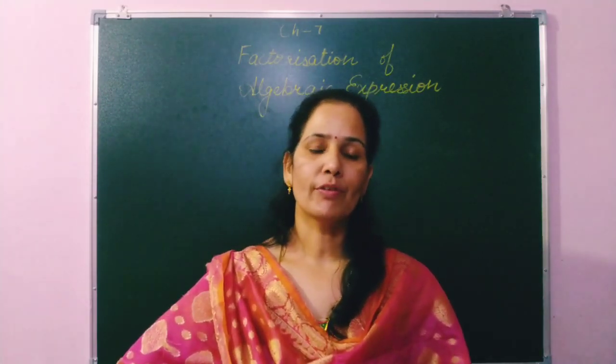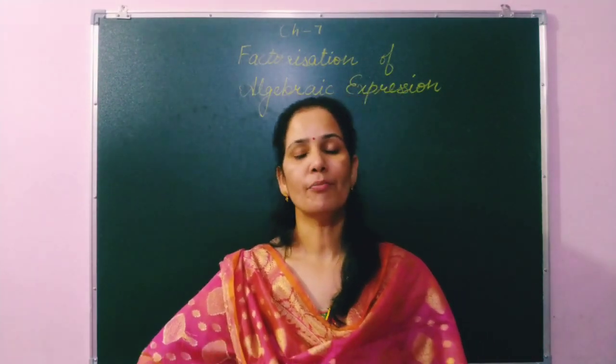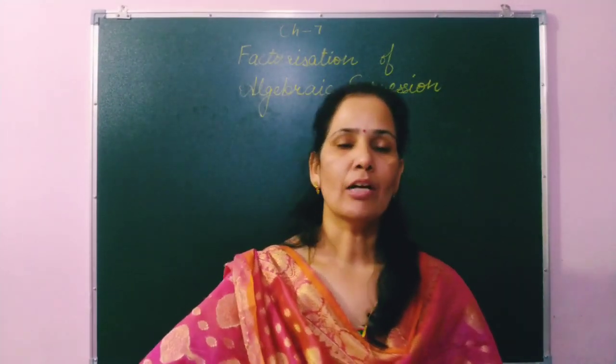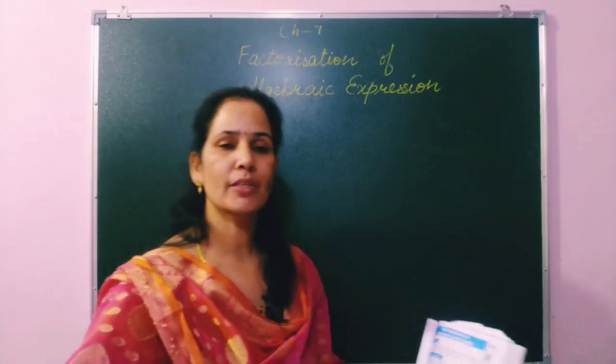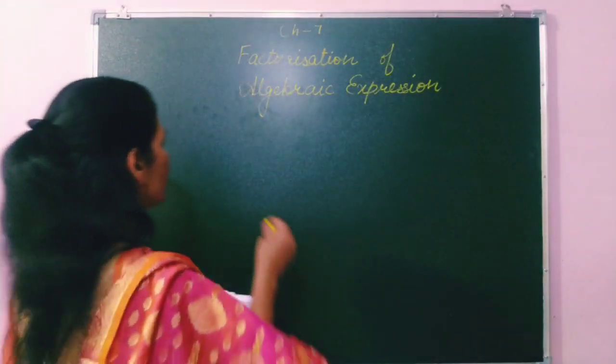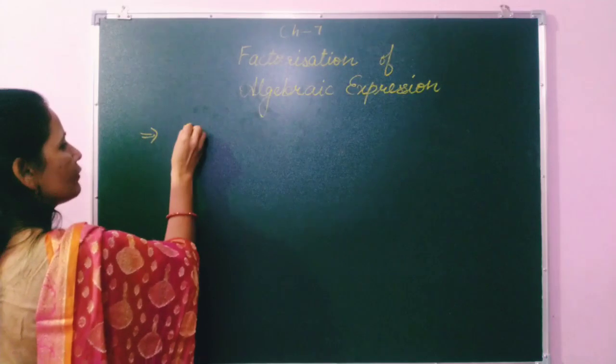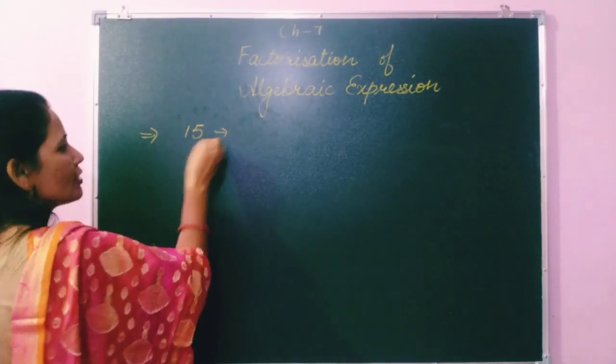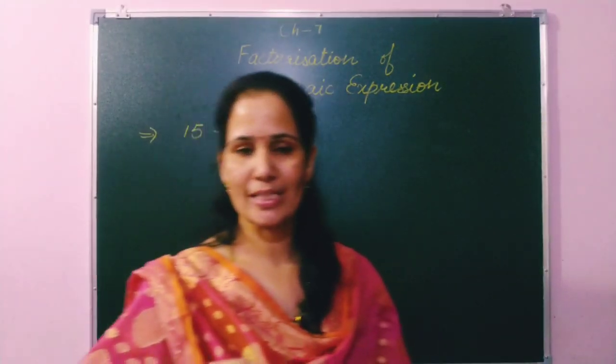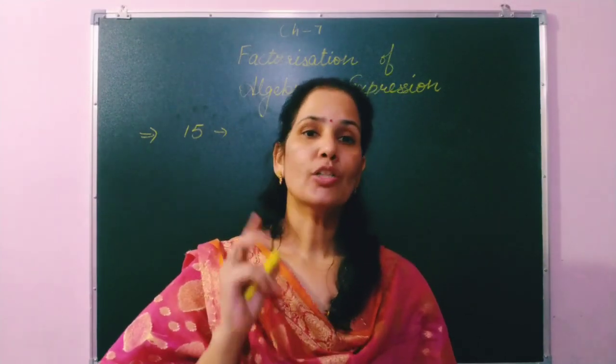So first of all, we will discuss how to find the factors of a monomial. So let's start. Now I am going to explain this concept with the help of a small example. Let's take first 15. Students, how can we write this 15 in two ways? We can write this in two ways.